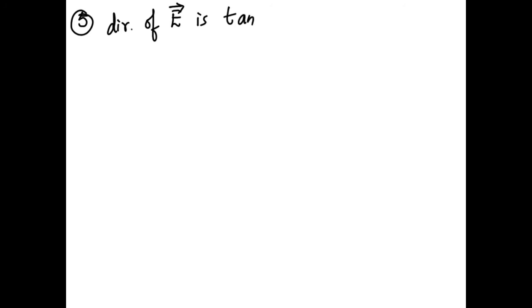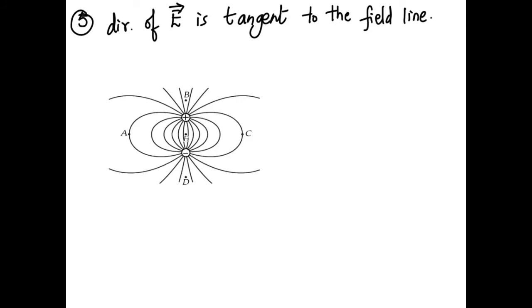Fifth point, direction of electric field is tangent to the field line. So if you want to find the field line direction at different positions in this diagram, let's say at point A, we are going to draw a tangent to the field line at point A. So we can see it is directed downwards because we know that field lines move from positive into negative. Similarly, we can find the direction at C by drawing a tangent at point C.